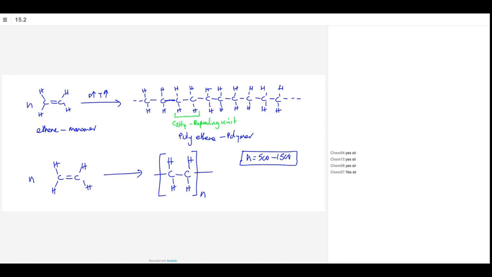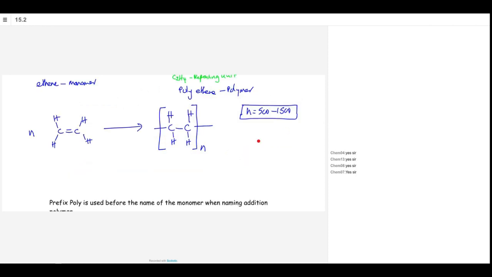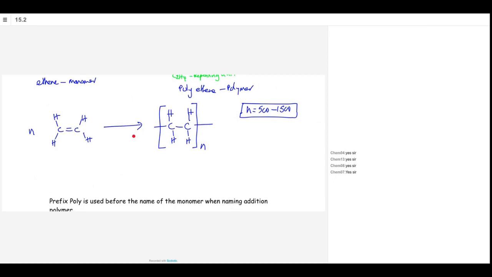The monomer will have a double bond. The polymer will not have the double bond in addition polymers, and also the repeating unit is the monomer without the double bond. You should be able to draw the repeating unit and the polymer structure in short, as well as the monomer structure, right? So this is the repeating unit. The repeating unit will not have this n. Without the n, this unit is known as the repeating unit, right? If you put n, that's the polymer, right?